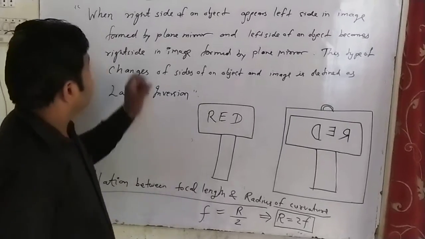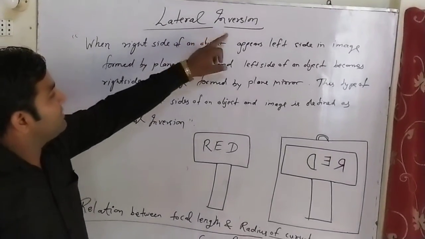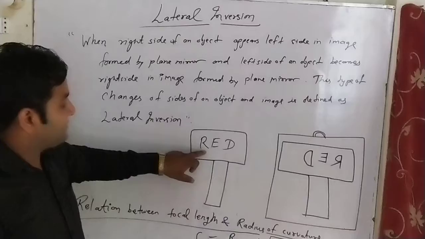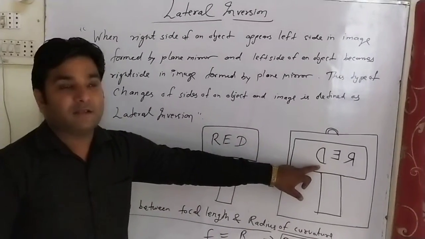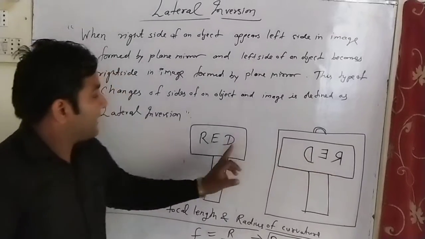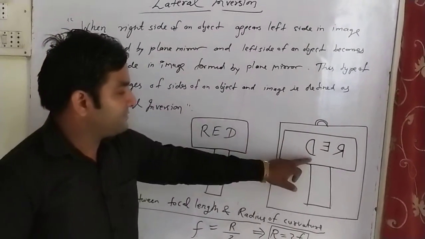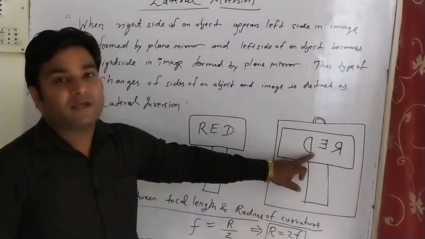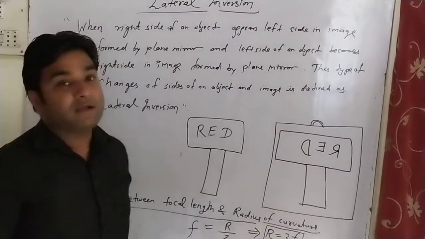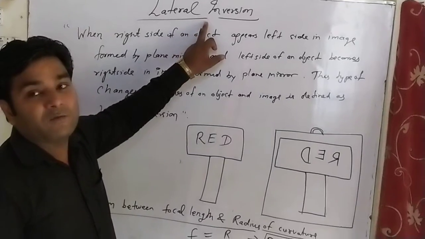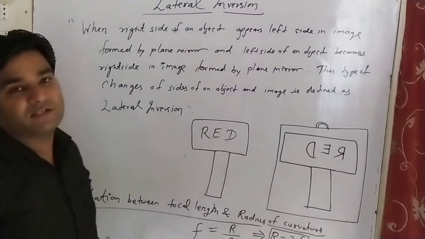Just listen again about the topic. Lateral inversion means whenever the left side of an object appears in the image as the right side, and the right side of an object appears as the left side in the image, with the help of reflection, and reflection here is due to a plane mirror. So lateral inversion is based on which phenomenon? That is reflection of light.